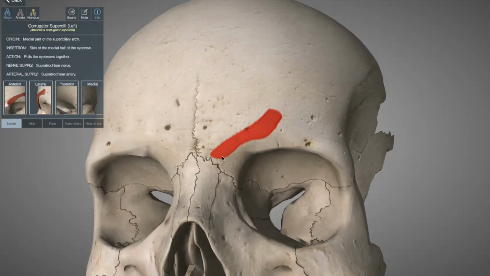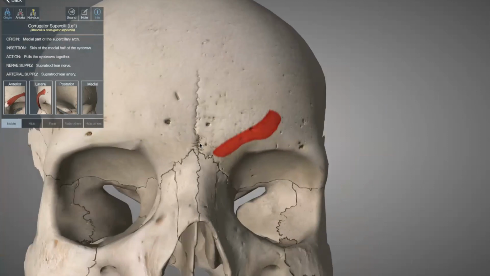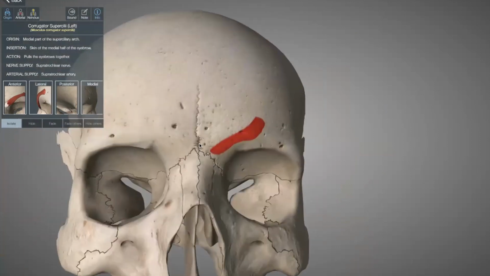Of course, we need to know that it inserts in the skin of the eyebrows. Why? Because if it contracts, it pulls the eyebrows closer to each other. That's the action. Innervation: temporal branch of the facial nerve. Yes, temporal branch of the facial nerve.